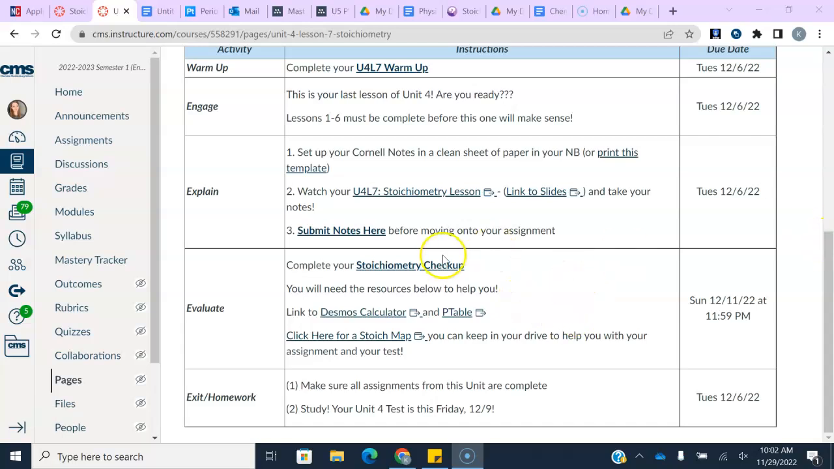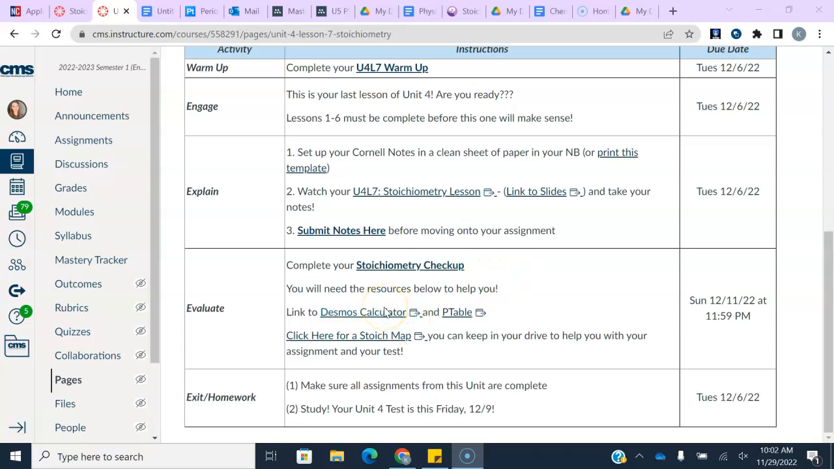Alright guys, so let's do a problem in your stoichiometry checkup. I'm going to do one and then you guys will have 4 to complete. Now, you're going to need to show your work in this. You can either do it in a Google Doc the way that I'm going to do it, or of course you are free to handwrite it and upload a picture.